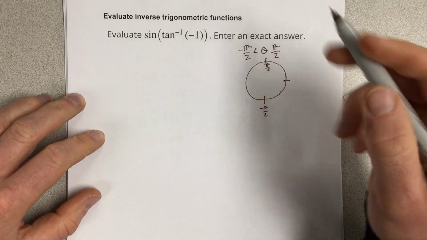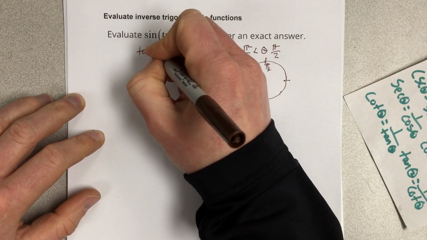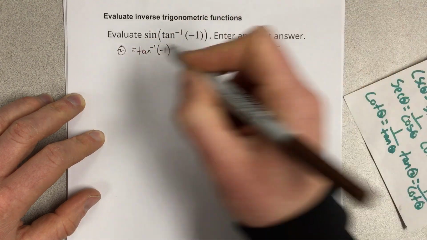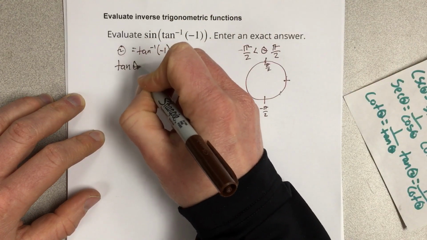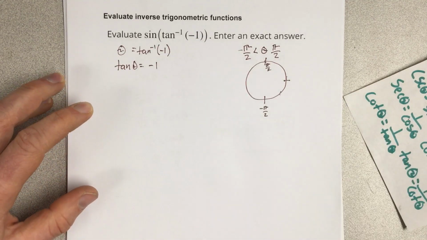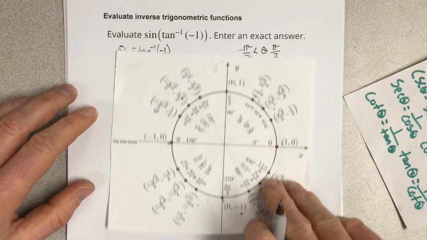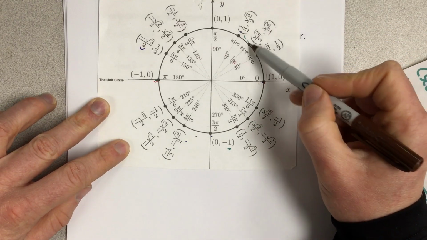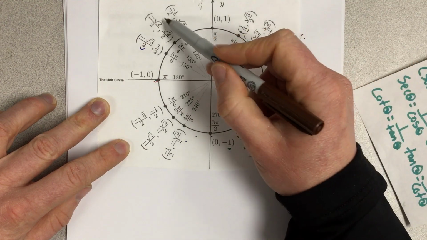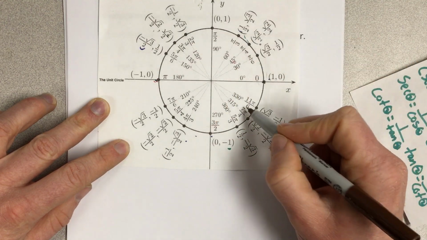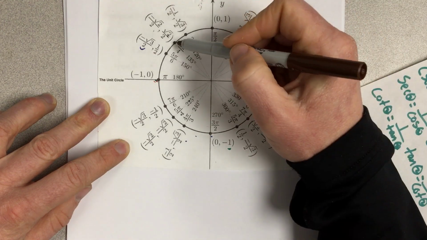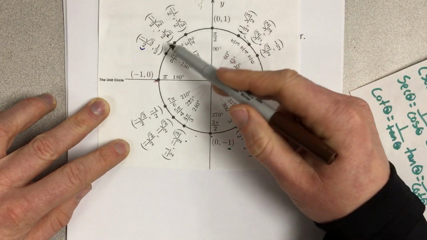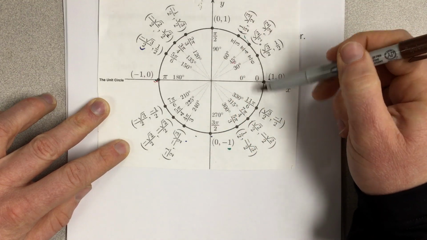So tangent inverse, I can start with this, of -1 is really equal to theta. So that means that the tangent theta would be -1. If I look on the unit circle, tangent is 1 at pi/4. It's -1 at 3 pi/4, and also -1 at 7 pi/4. But 3 pi/4 is not between -pi/2 and pi/2. It's in the second quadrant. We're looking at quadrants just 1 and 4.